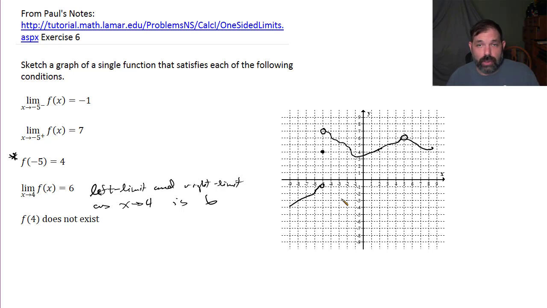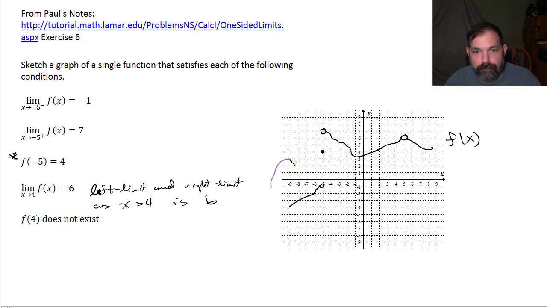It's not the only function that does this. Here, I'll draw another function in purple that does the same thing. Let's call this f of x, right? Black is f of x. And here in purple, there's a different function f of x that meets those same conditions. So there is not just one answer.